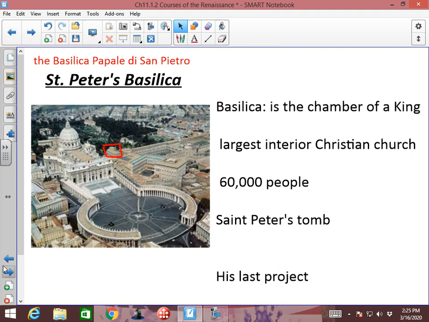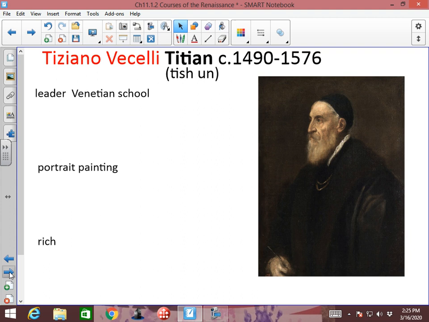Another Renaissance painter, a pretty successful one, a guy who does a lot of portrait painting, is a man named Titian. Tiziano Vecelli, known as Titian. He's a leader of the Venetian school. He's from Venice. He's a very successful portrait painter.